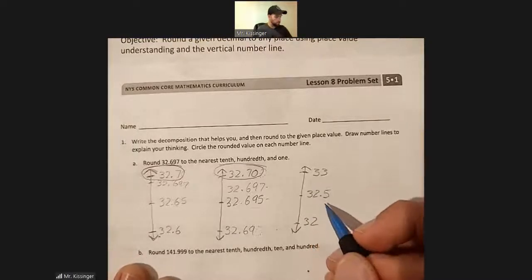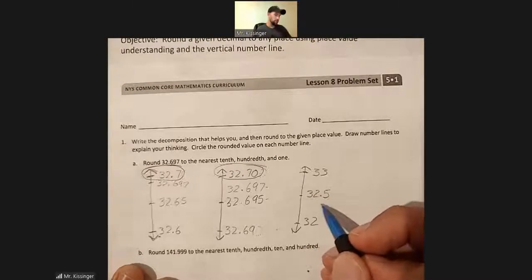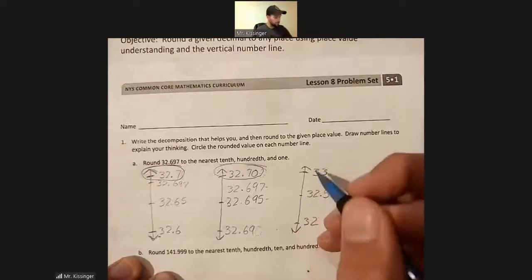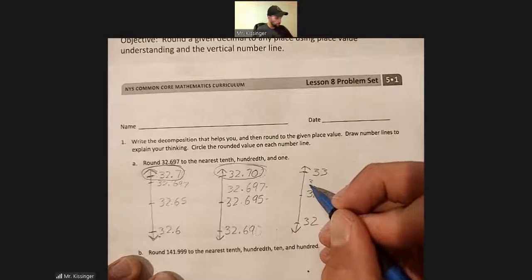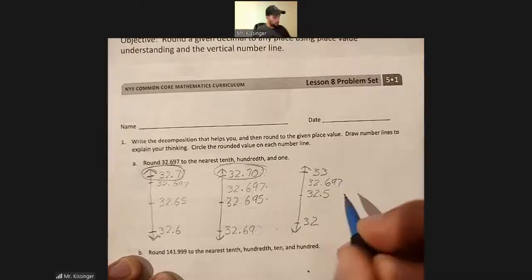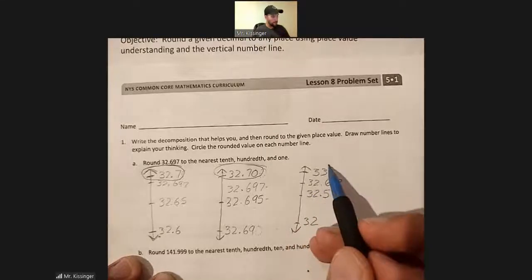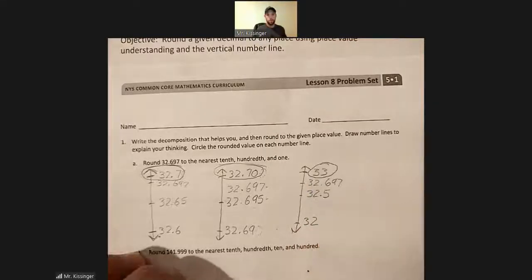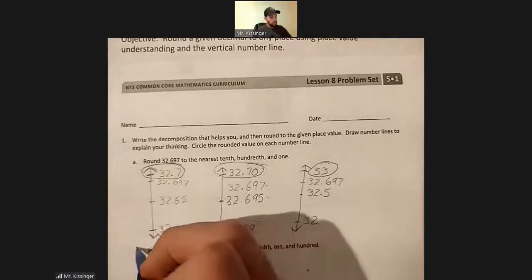Well, 32.6 is greater than 32.5, so we know 32.697 is going to go somewhere right in here. And when we round to the nearest 1, it's going to round to 33. So we're going to skip this letter B for right now.